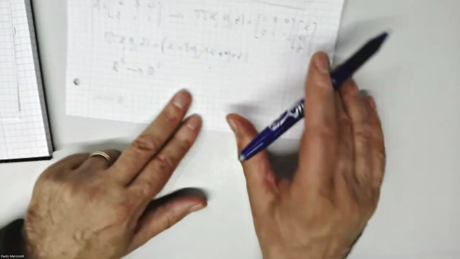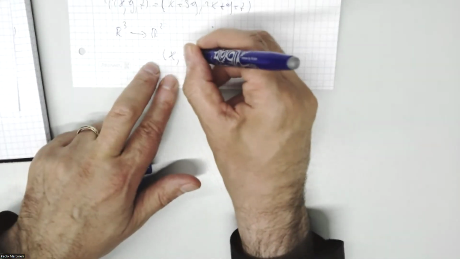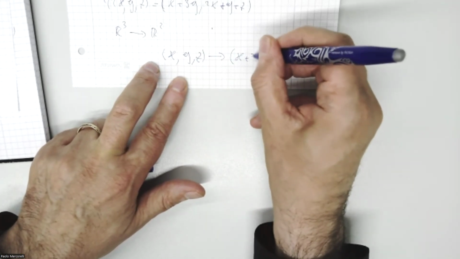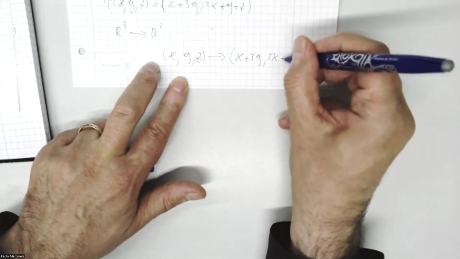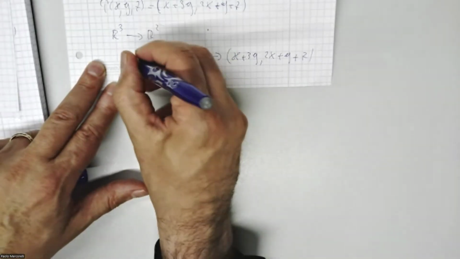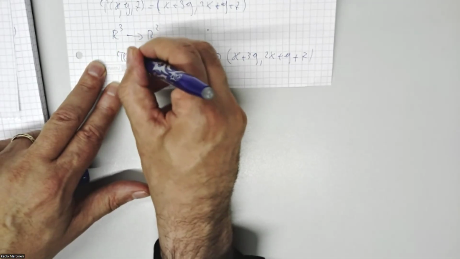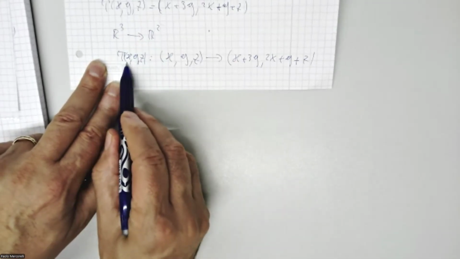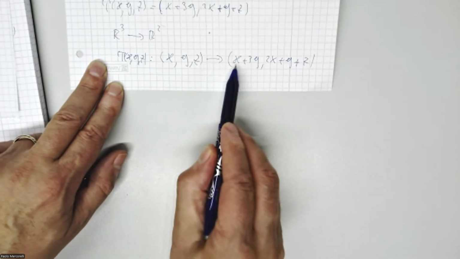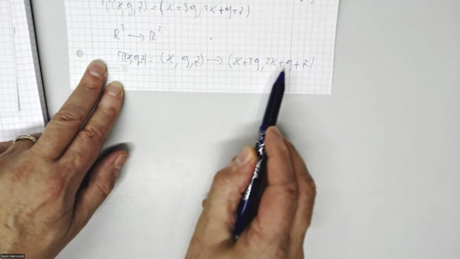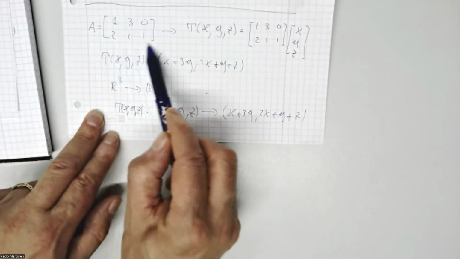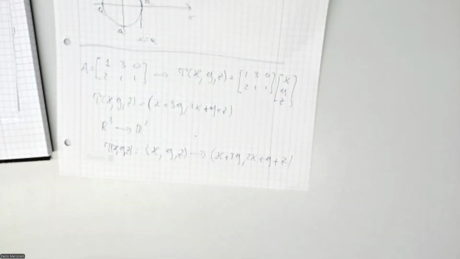In some books, you can find also something like that, as before. What I told you before, something like that. T of X, Y, Z transforms X, Y, Z into X plus 3Y, comma, 2X plus Y plus Z, if the transformation is defined by this matrix. This I told you before.